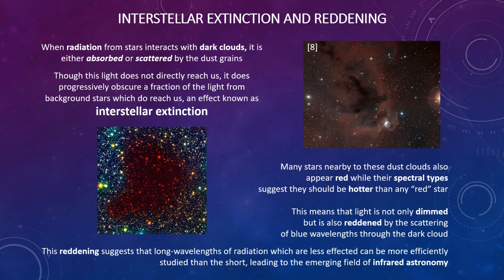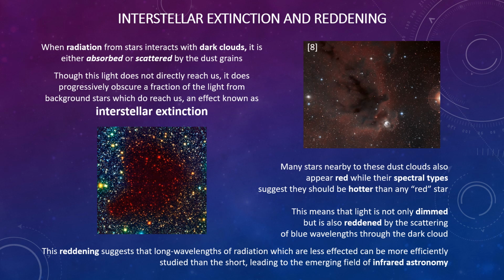So now let's talk about interstellar extinction and reddening. These are effects that the interstellar medium has on light as it travels from distant stars to us. So as we know, when radiation from stars interacts with these dark clouds, it's either absorbed or scattered by the dust grains. So this leads to an increasing fraction of this light from background stars not reaching us. This is an effect known as interstellar extinction.